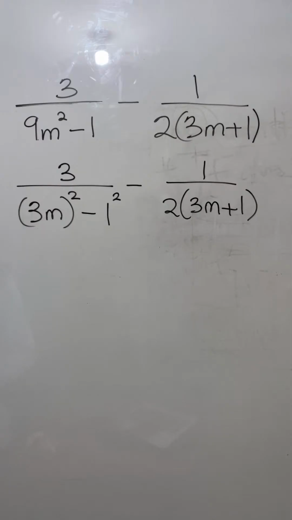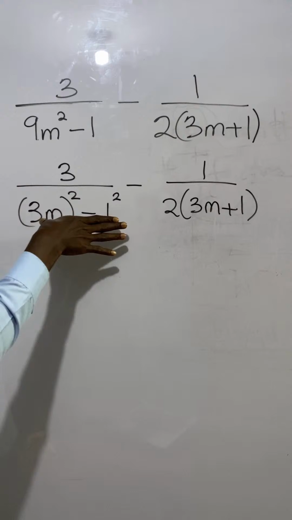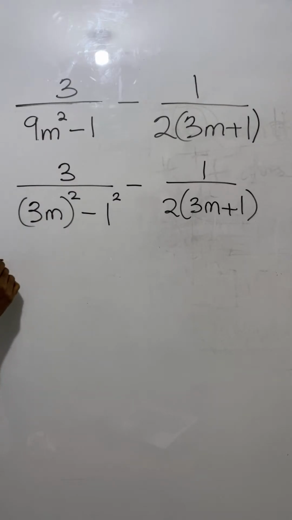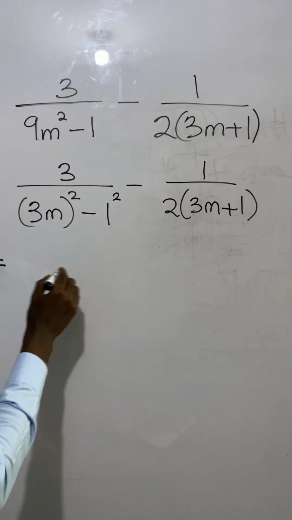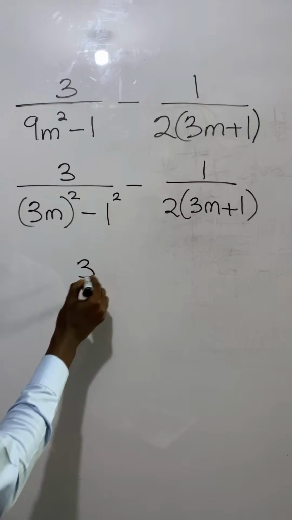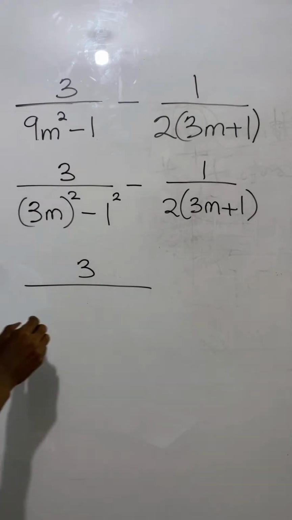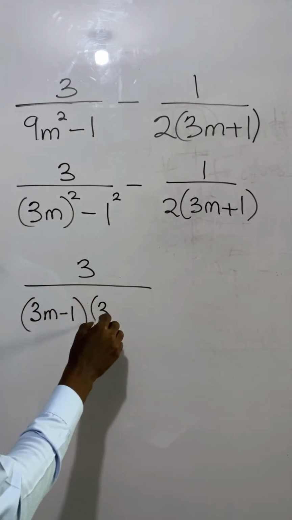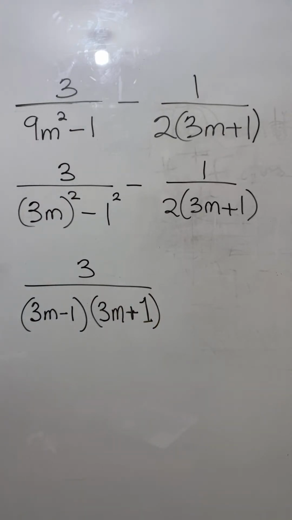Now we can expand this bracket into a difference of 2 squares. Let's expand this bracket, 3m squared minus 1 squared. Let's move down a little. We have 3, and 3m squared minus 1 squared is the same as 3m minus 1 times 3m plus 1. Yes, it's the same thing.